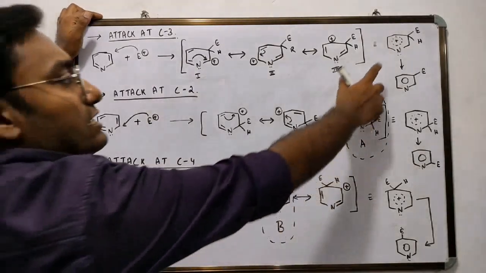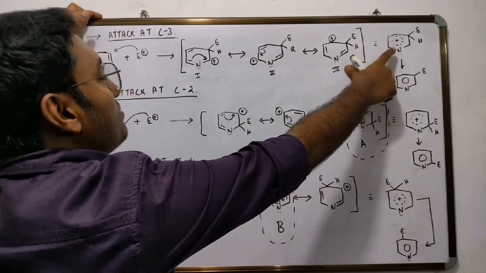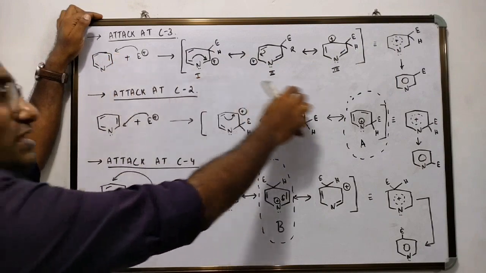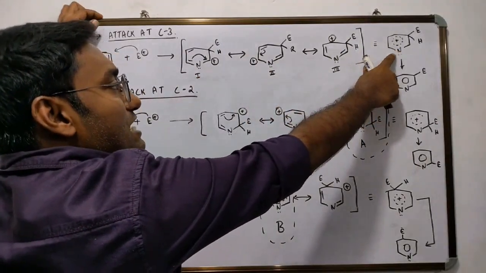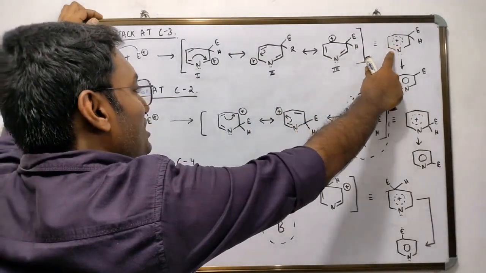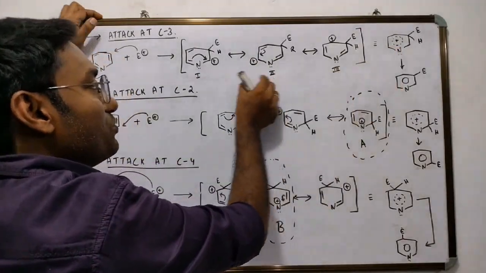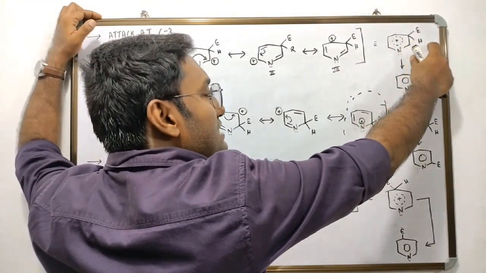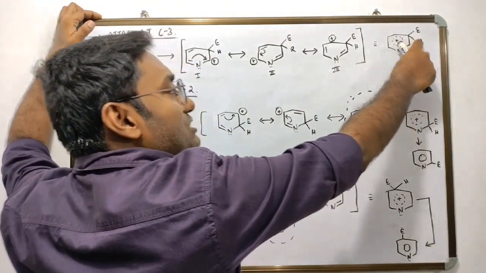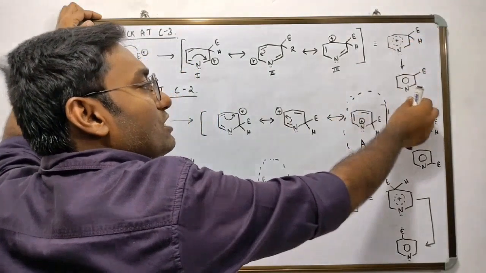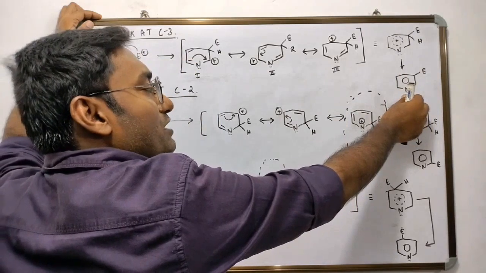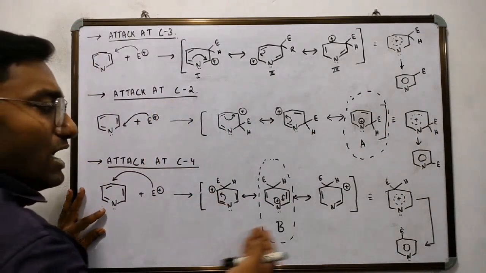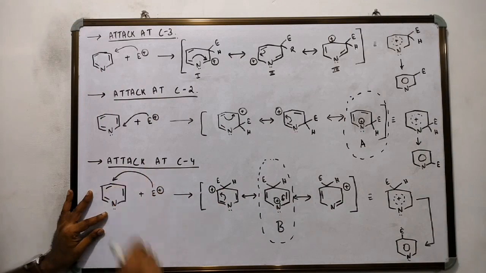Let us first look at the intermediate cation that is formed by the attack of an electrophile at the C3 position. The intermediate cation formed is a resonance hybrid structure of 3 contributing forms. To restore neutrality, an H plus is eliminated and the electron pair that is shared with H is taken in to form the 3 substituted product. The same applies for attack at C2 and attack at C4.